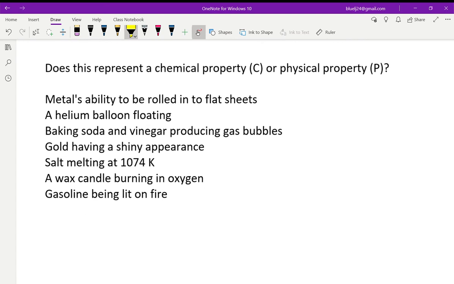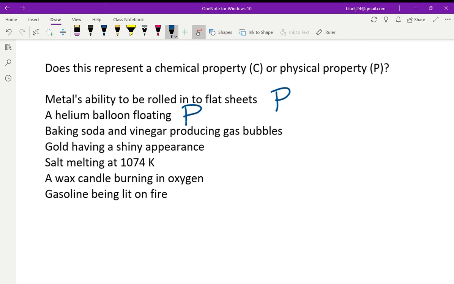So, do these represent a chemical property or physical property? And we are going to use C for chemical property and P for physical property. So, a metal's ability to be rolled into flat sheets. Well, this would be a physical property because it concerns malleability and is able to be bent and molded into a different form. Okay, so a helium balloon floating. This would be a physical property because it concerns density, and this is because helium is less dense than air.